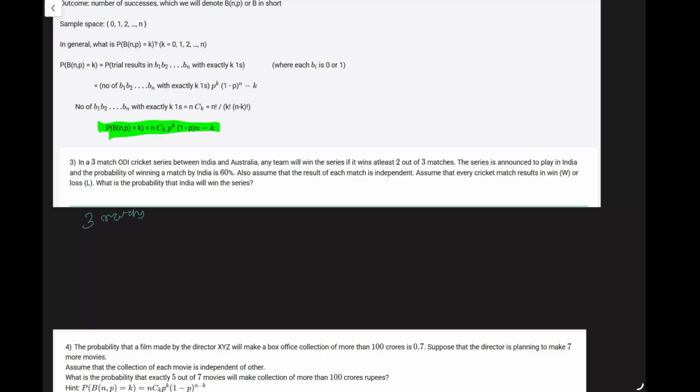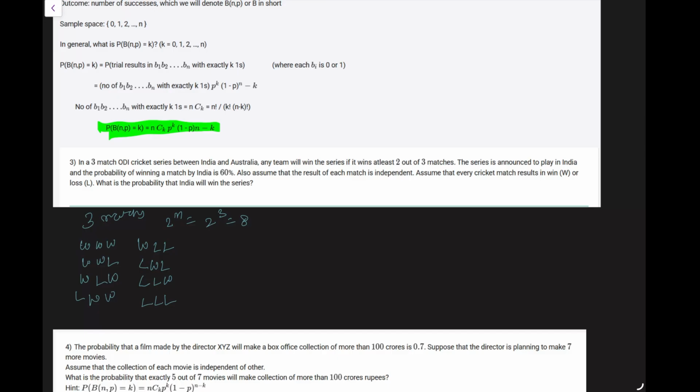Because every match has two outcomes, win or lose, and there are three matches, the total number of possible result sequences is 8. We have seen this: 2 to the power of n, 2 to the 3 is 8. The sample space is 8. So we have 8 possibilities: win, win, win; win, win, lose; win, lose, win; lose, win, win; win, lose, lose; lose, win, lose; lose, lose, win; lose, lose, lose.